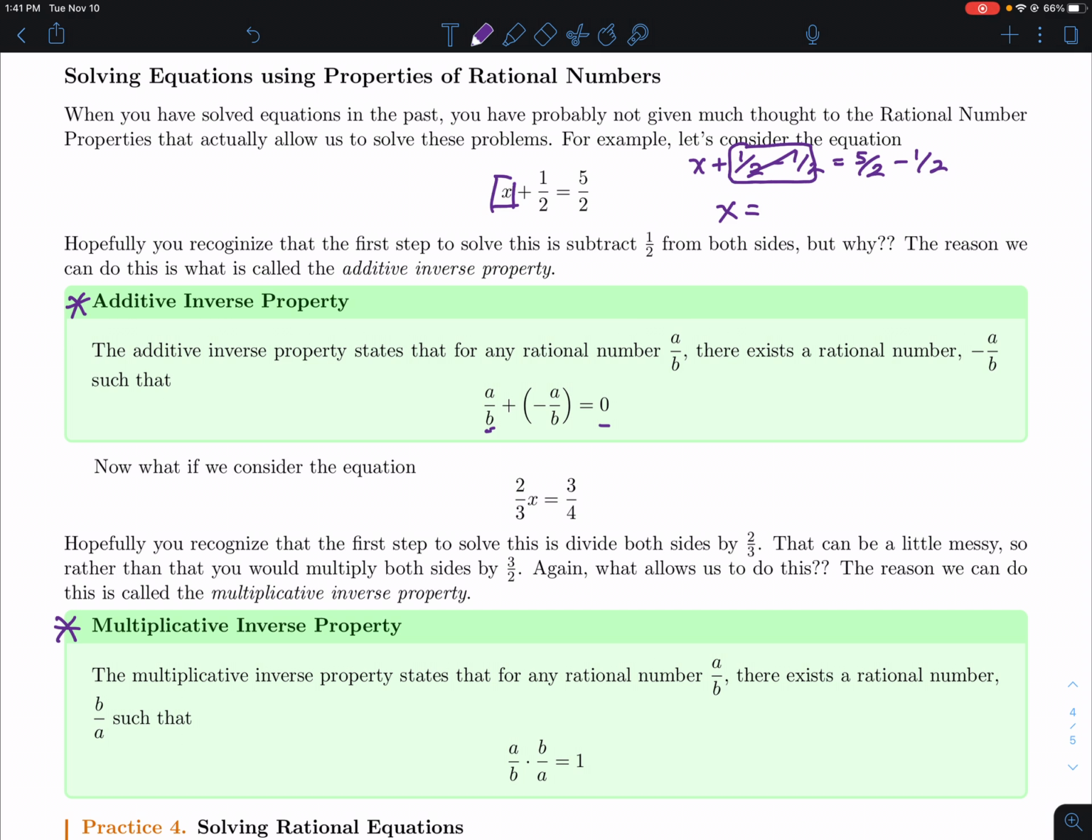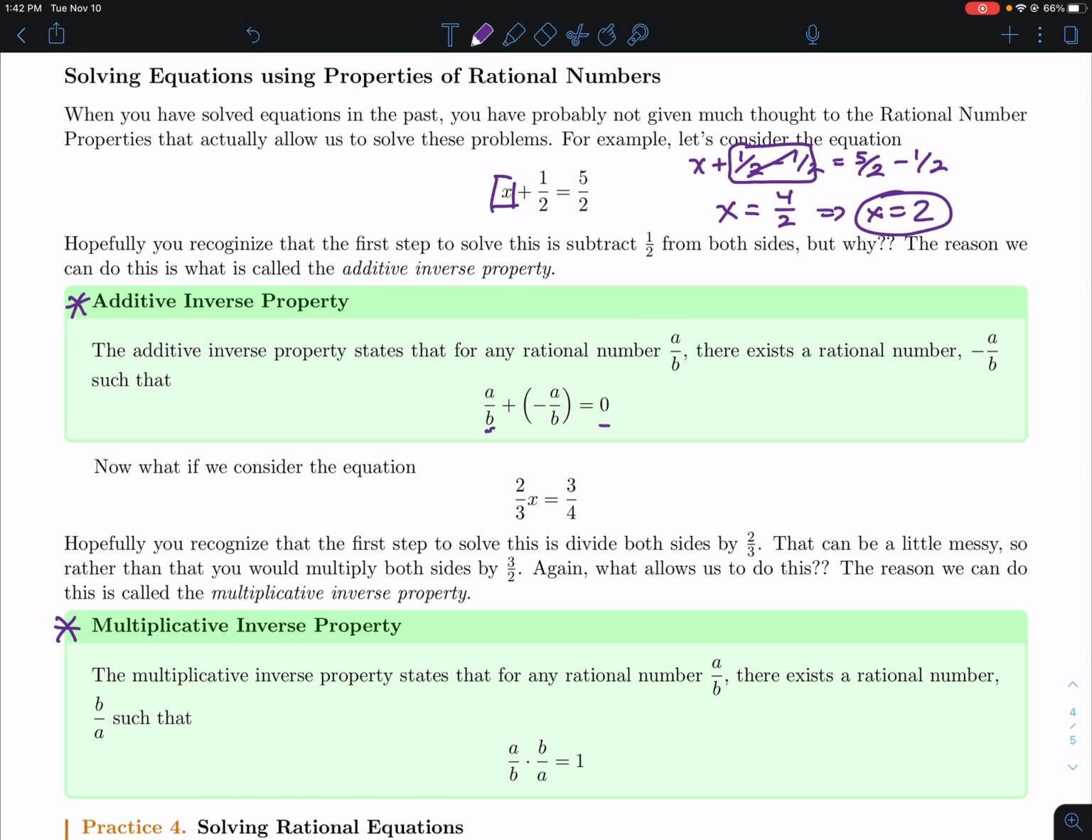And in this case, I want to take 5/2 minus 1/2. Since they've got the same denominator, I'm just going to subtract 5 minus 1, which is 4 over 2, which simplifies down to x equals 2. So that's what you would do if you had an x plus or an x minus. You would just do the opposite, either subtract the number from both sides or add the number to both sides if it happened to be a negative.